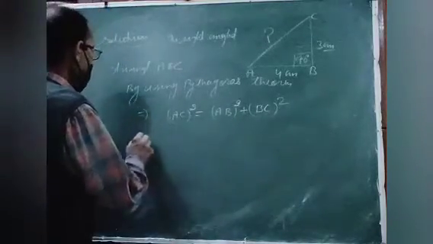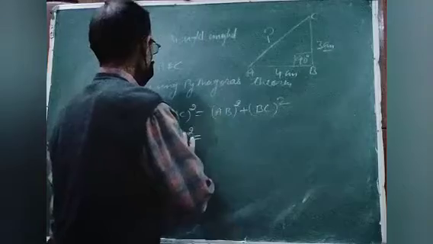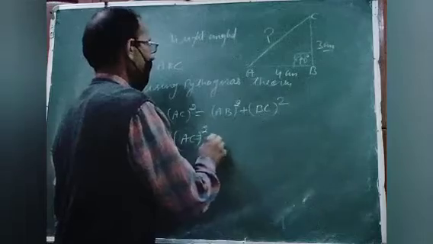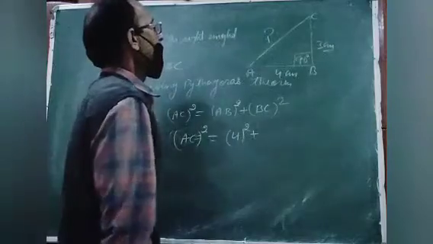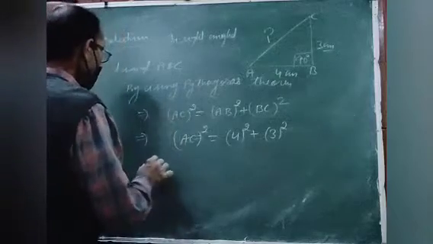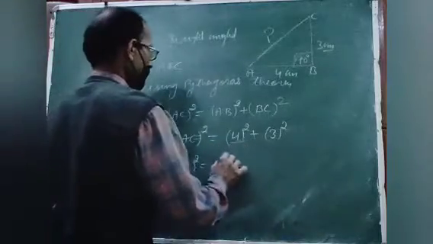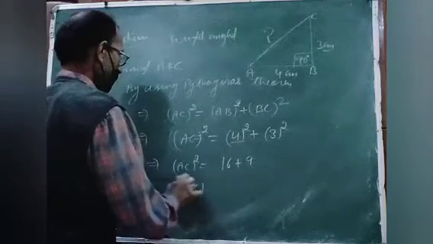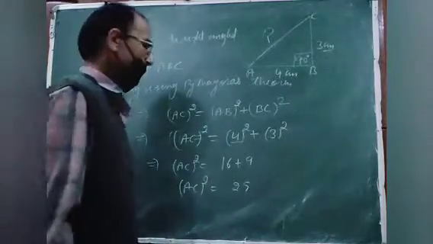AC is not given. AC square. What is AB? AB is 4 square. BC is 3 square. So AC square is 4 square plus 3 square. 4 square is 16, 3 square is 9. So AC square is equal to 25.